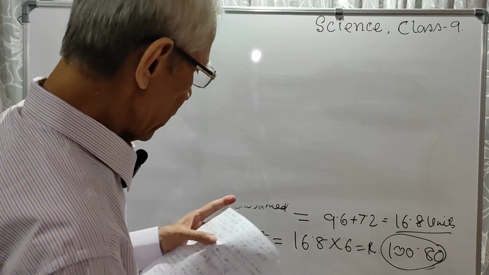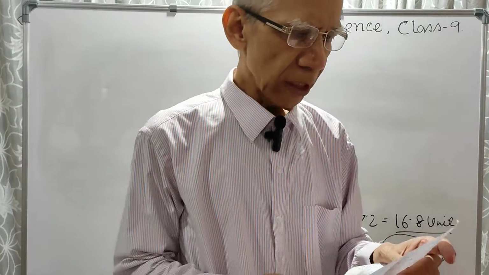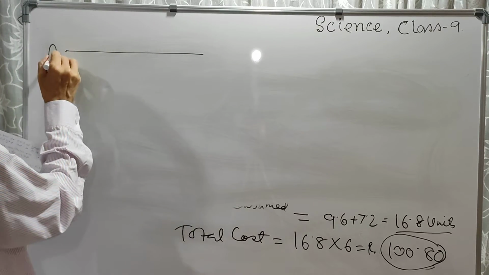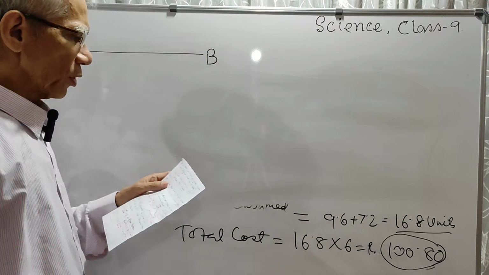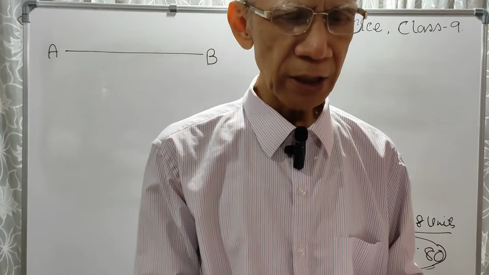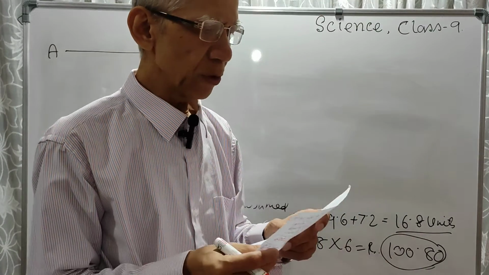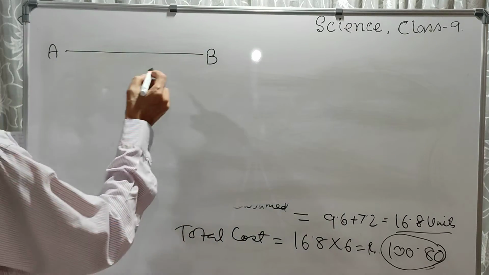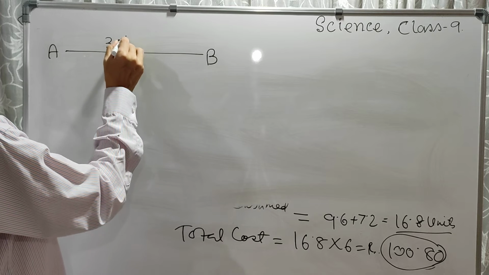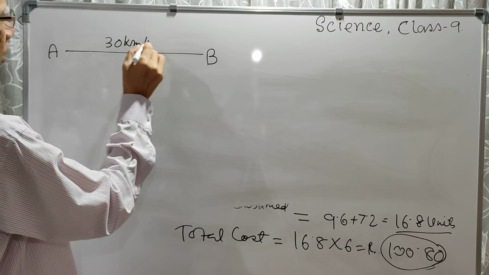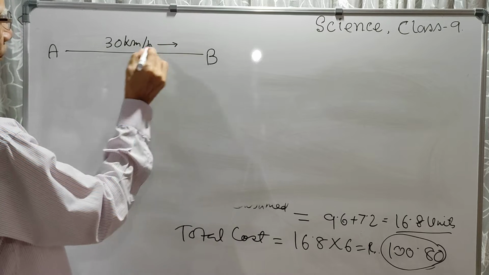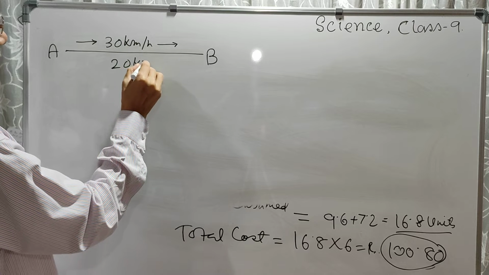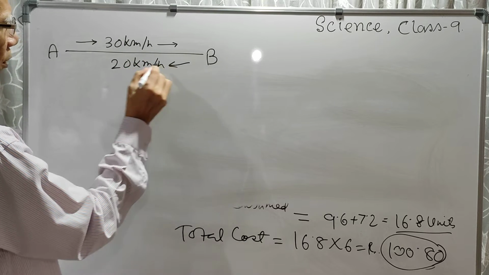Next one is this one. You travel from A to B. This is A, this is B. You travel from A to B at a speed of 30 km per hour and return from B to A at 20 km per hour. What is your average speed? So you go from A to B at 30 km per hour, and when you return from B to A, your speed is 20 km per hour.